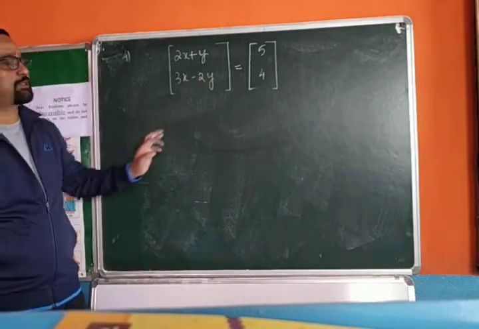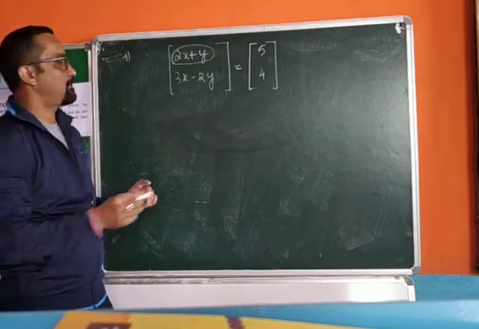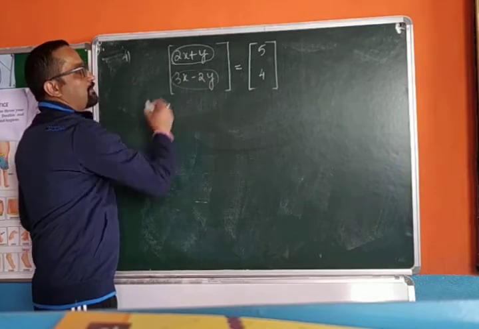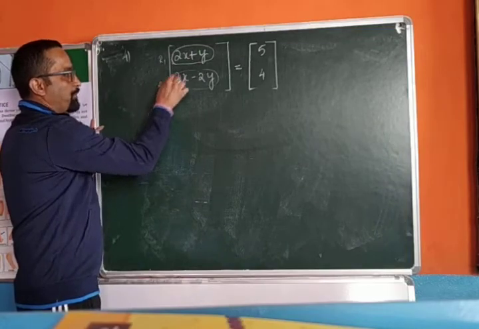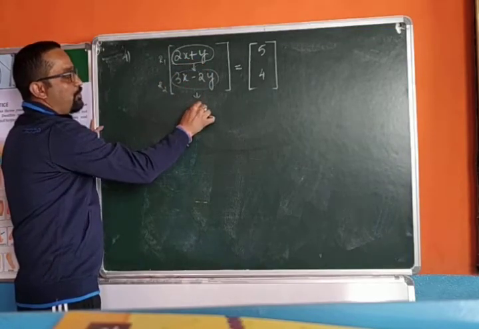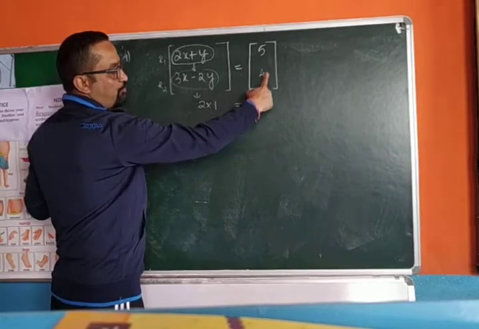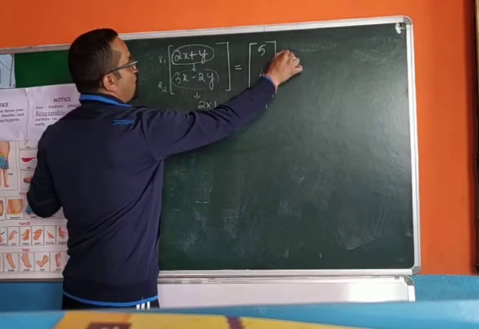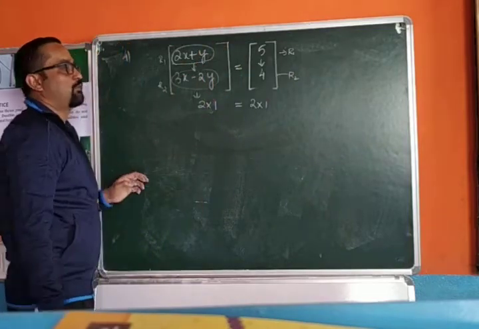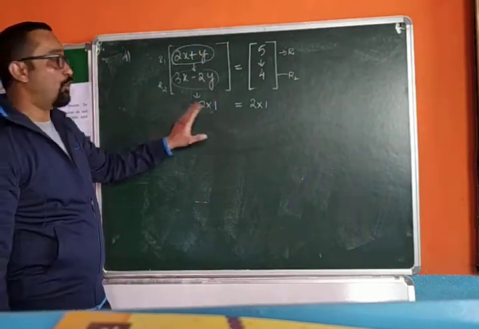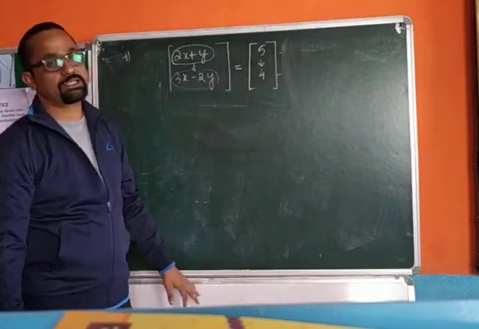You have to find x and y from the given sum. Look at the left hand side. This entire term is a single element. So how many rows does it have? Row 1, row 2. How many columns? It has only one column. So the order of this matrix is 2 cross 1. What is the order on the right hand side? Again 2 cross 1, because it has row 1, row 2, column 1. And since they have the same order, we use the property of equal matrices.